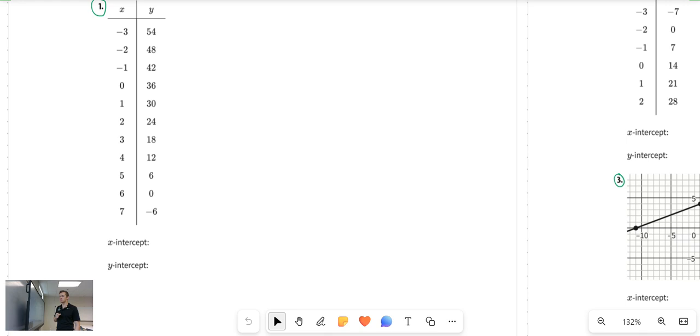Is it the x or the y that equals 0 for the x-intercept? It's going to be where the y equals 0. So our x-intercept, we're going to do this in green, is going to be right here because I see that y equals 0. So this is the x-intercept, that is the point 6, comma 0.